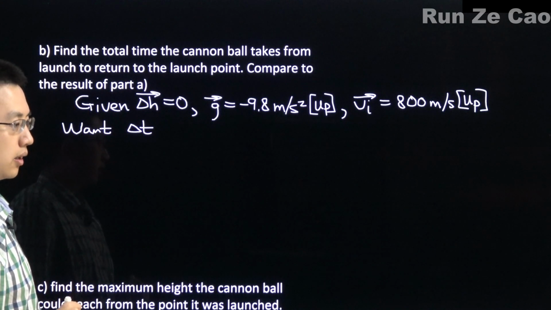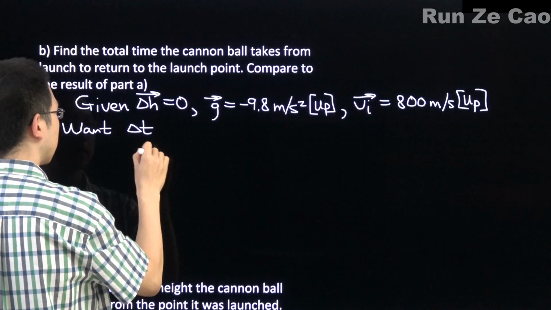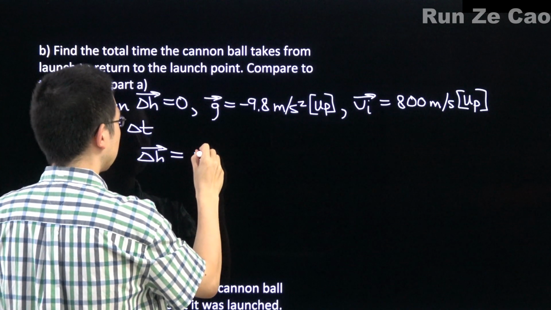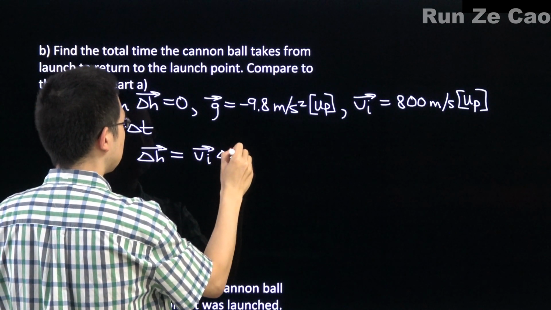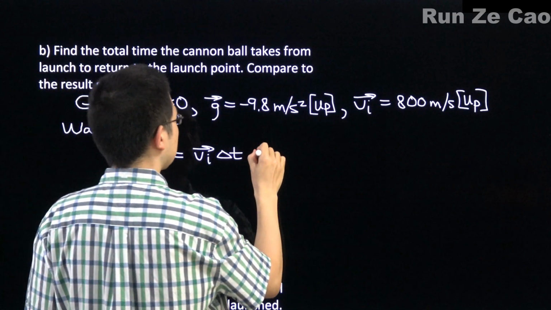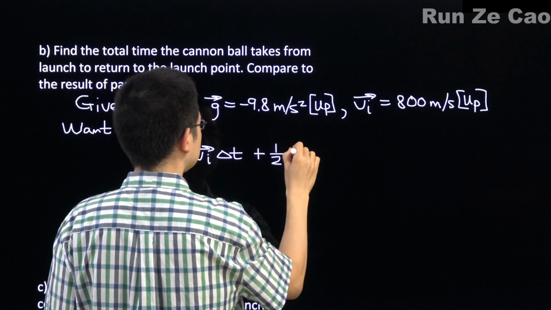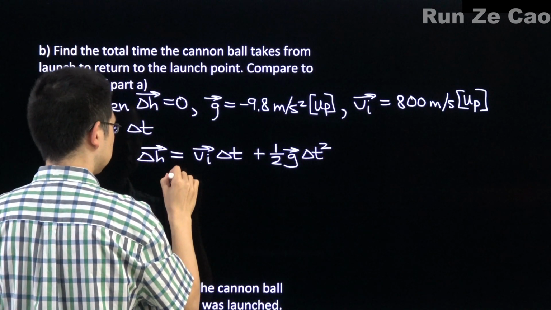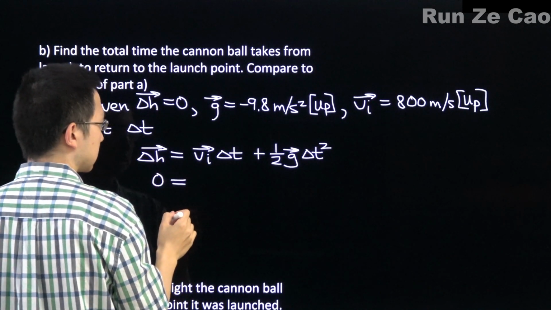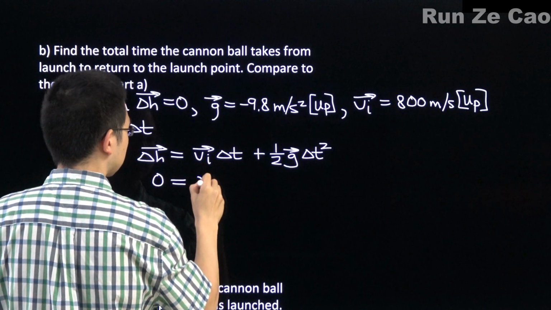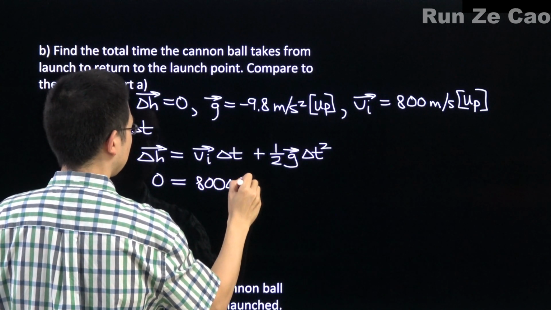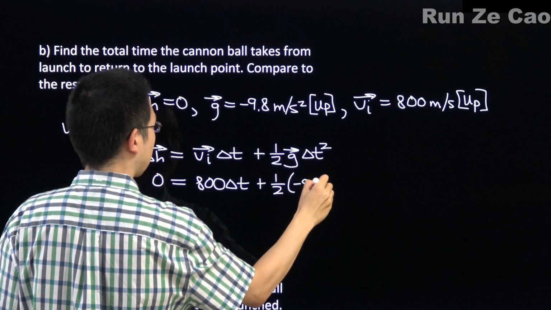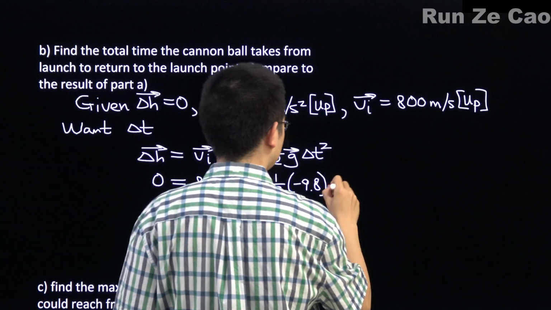In this case, we've got to deal with delta H is equal to VI times delta t plus 1/2 g delta t squared, which means 0 is equal to 800 delta t plus 1/2 negative 9.8 times delta t squared.